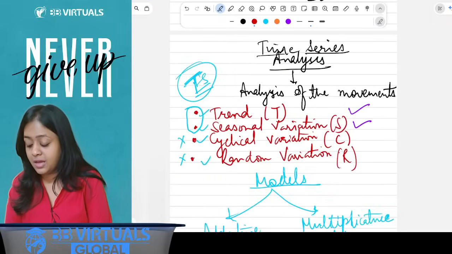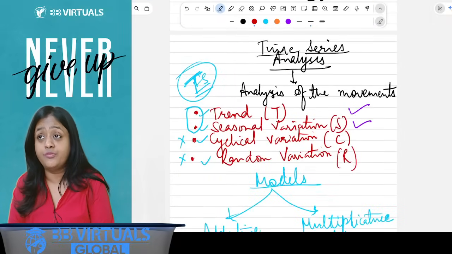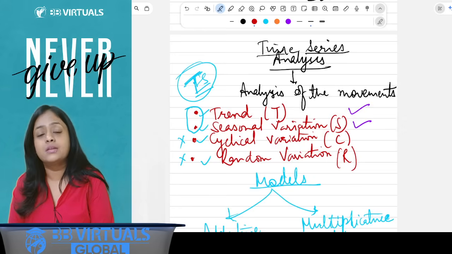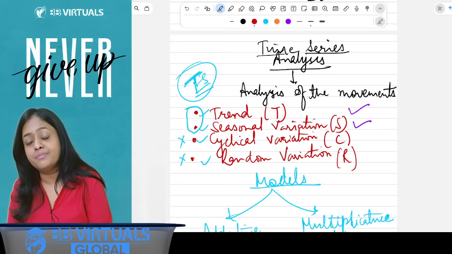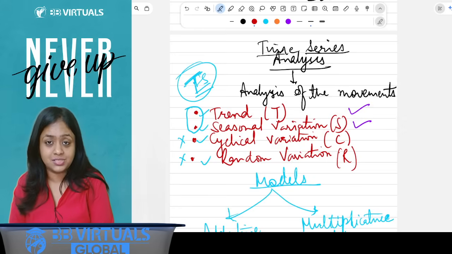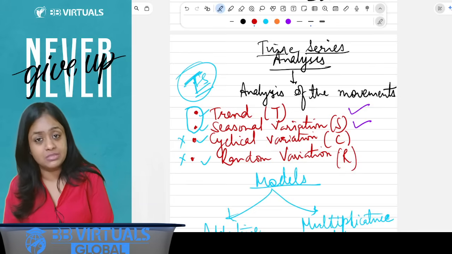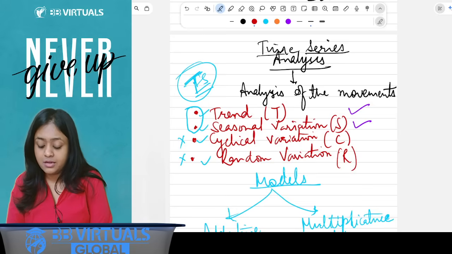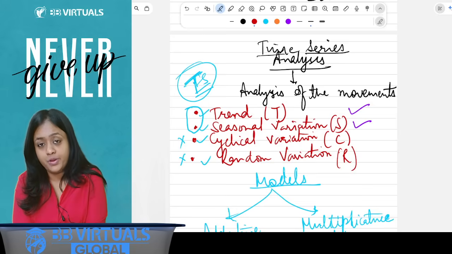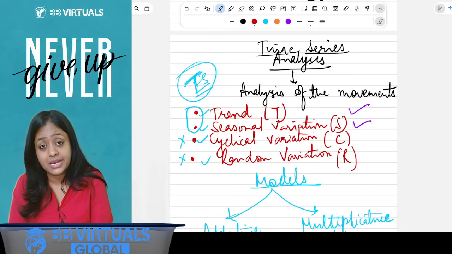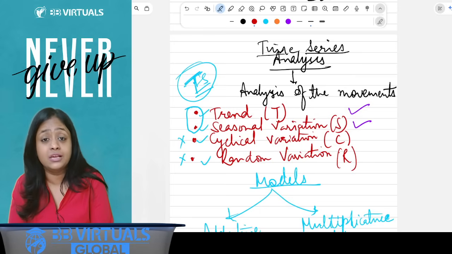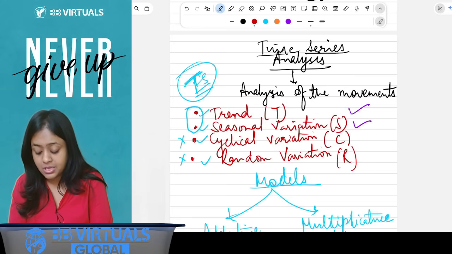Okay, now I'll take up one of the very important topics here, time series analysis. That simply is a tool to do forecasting. So how accurately can we do forecast? Time series is all about that. Here we do the analysis of the movements and we consider factors like trends, the seasonal variations, cyclical variations and random variations.